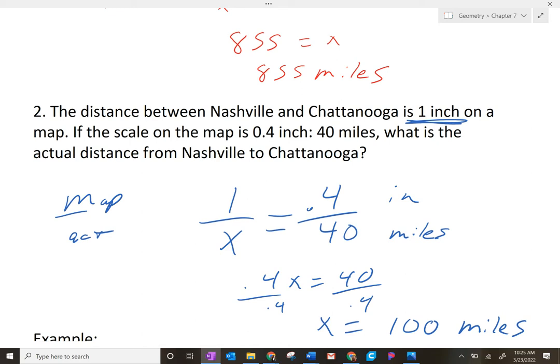Again, the 2 ways you can kind of make sure to know you're doing it right: if you put the map over the actual, or if you put your label over the other label. Okay? So far, so good?